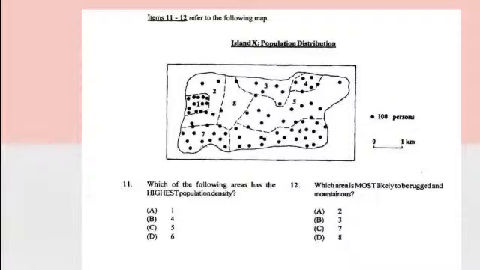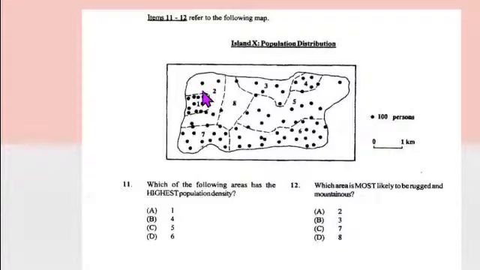All right, on this one here, it is Island X population distribution. Number 11, which of the following areas has the highest population density? So population density is basically talking about the number of persons in a specific area. So we have several areas on the map here and they are numbered. Each dot is representing 100 persons.